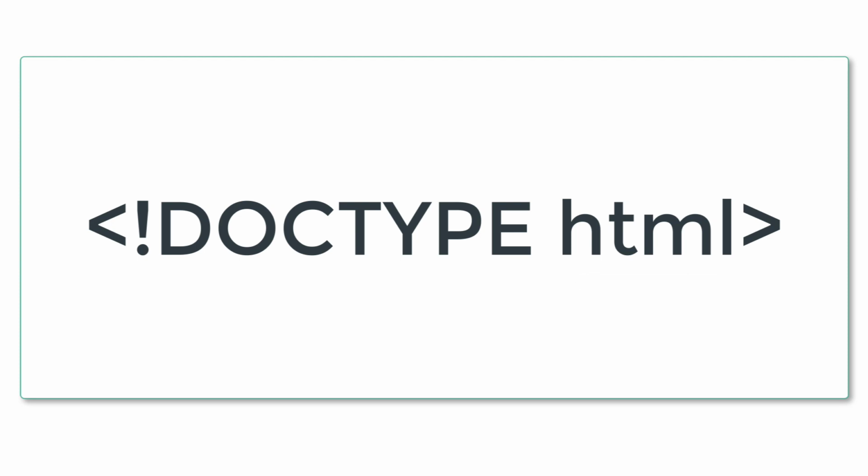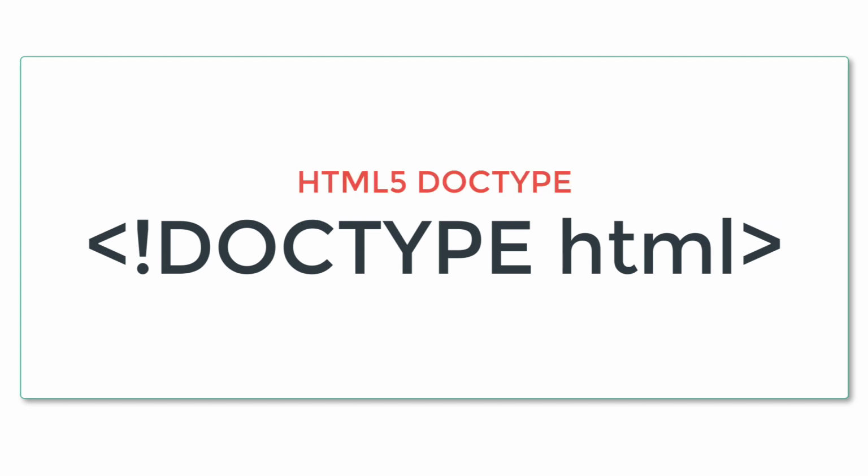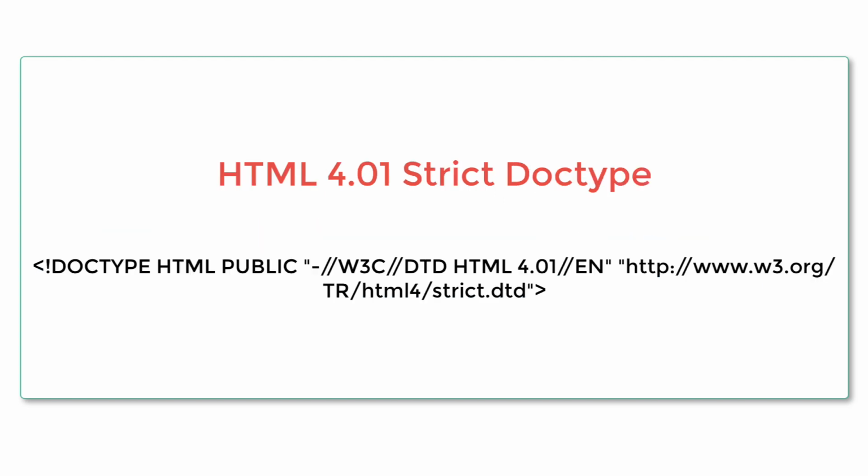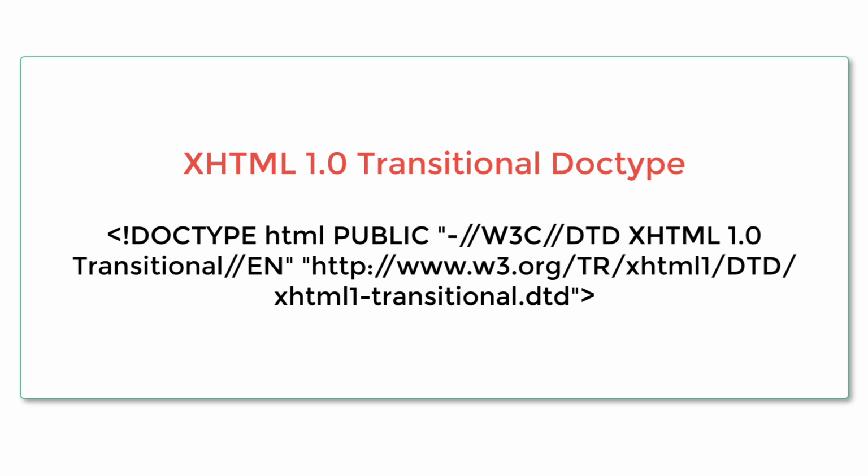There are different types of doctype declarations available for different versions of HTML. HTML5 doctype, which is the current doctype being used. You may, however, find these other doctypes on older websites. HTML 4.01 strict doctype. XHTML 1.0 transitional doctype.